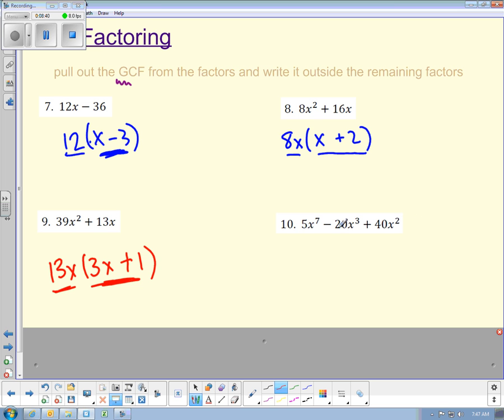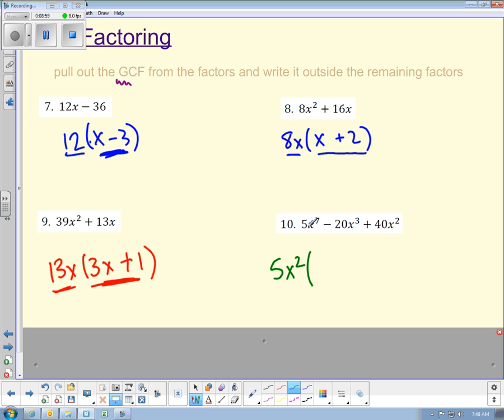And this last one, now I have 3 terms to pull a GCF out of. It looks like all 3 numbers or coefficients are divisible by 5, so I can take a 5 out front. Then I want to look at the x's as well. I have x to the 7th, x to the 3rd, and x squared. Well, I can only take out the largest number that every term has, so I can take out x squared.